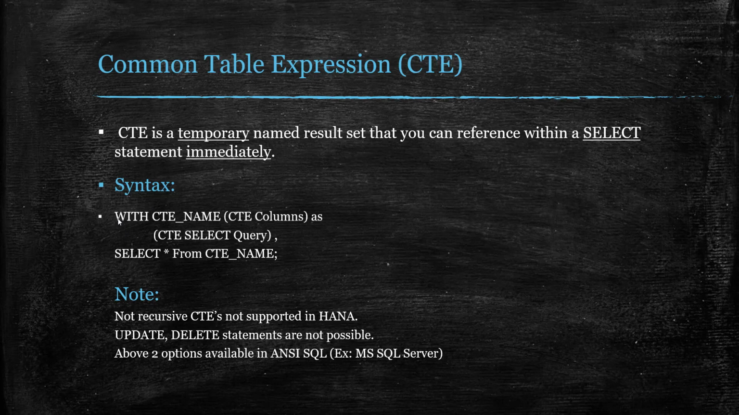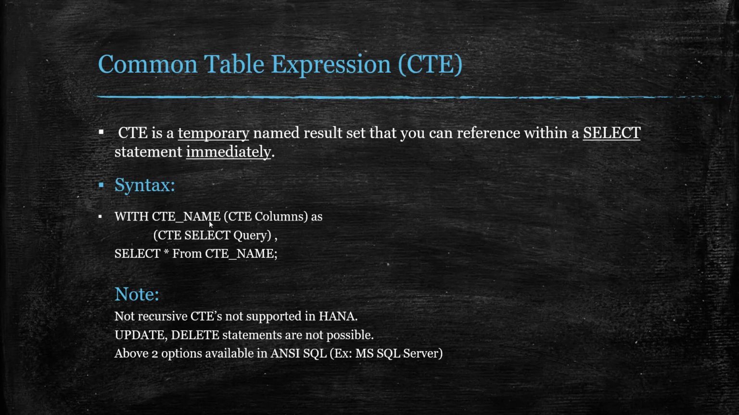To write a CTE, we should start with the keyword called with. The with keyword creates a CTE, and then you name the CTE and the CTE columns. Then use as. In the brackets, you can write the general select statement. That select statement result becomes the CTE result, so that result set is a temporary result set, which is the CTE result.